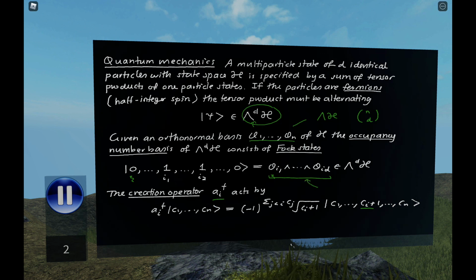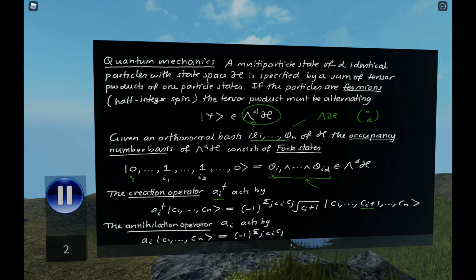And the annihilation operator just removes a particle from that position, usually just written AI. So here you can see that this coefficient is such that if you had a 0 in this position, then you would get 0. Okay, so those are the creation and annihilation operators, and it won't have escaped your attention that we've already seen these guys before, right?